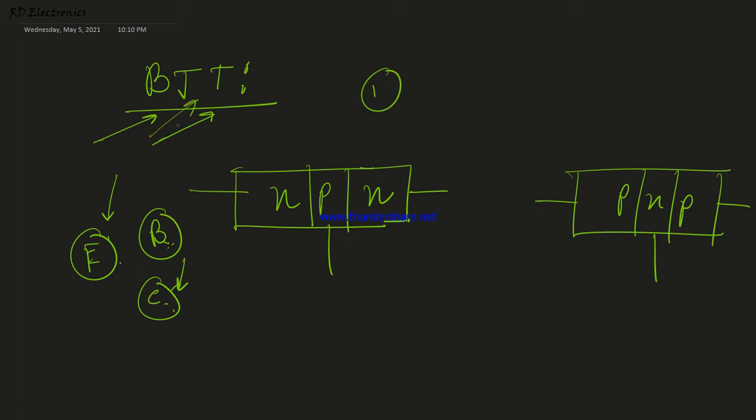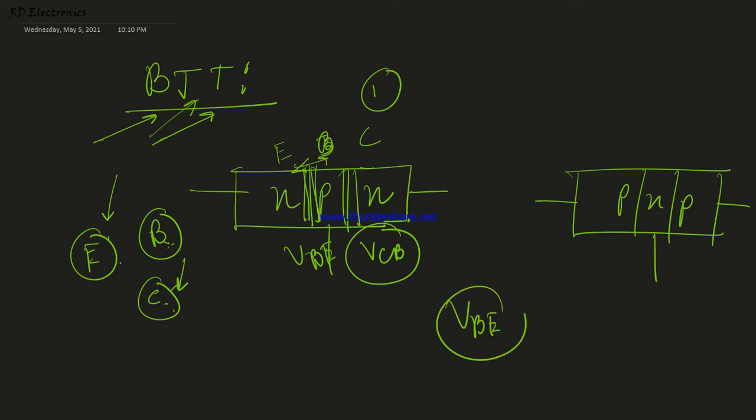So what is the meaning of this bipolar junction? Bipolar junction means there are two junctions. This is the emitter, this is the base, and this is the collector. Between the emitter and base a junction is created, known as the base-emitter junction, and between the base and collector there is also a junction, known as the collector-base junction. So according to the name, there are two junctions.